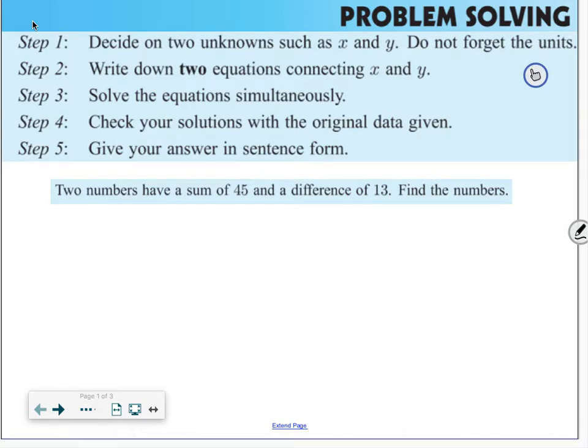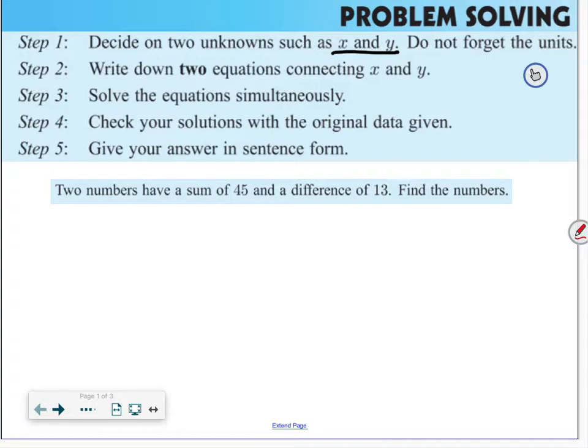All right, mathletes, here we are looking at problem solving with systems of equations. So, the steps you want to follow here: decide the two unknowns and delegate them variables. Usually we pick x and y, but whatever you want to do. Write down the two equations connecting x and y from the word problem you have. Solve it with a simultaneous equation. You can pick whatever method you want: graphing, substitution, or elimination.